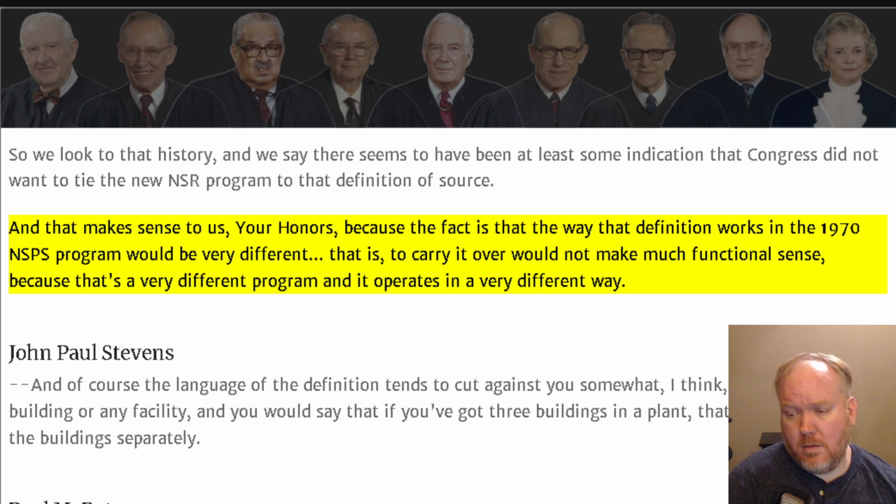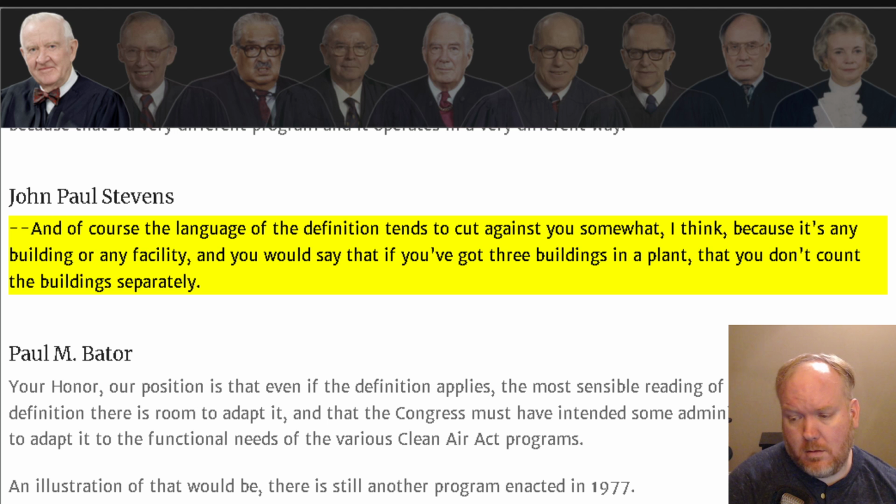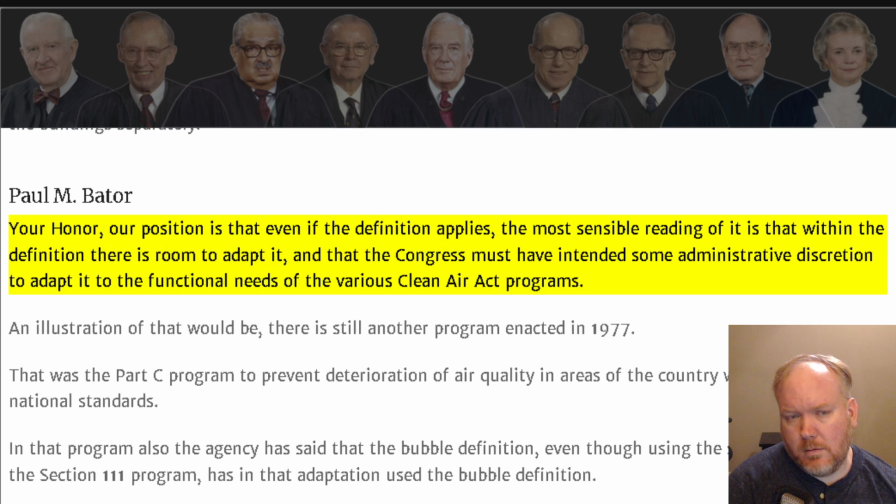And it operates in a very different way. And of course, the language of the definition tends to cut against you somewhat, I think, because it says any building or any facility. And you would say that if you've got three buildings in a plant, that you don't count the building separately. Your Honor, our position is that even if the definition applies, the most sensible reading of it is that within the definition there is room to adapt it, and that the Congress must have intended some administrative discretion to adapt it to the functional needs of the various Clean Air Act programs.